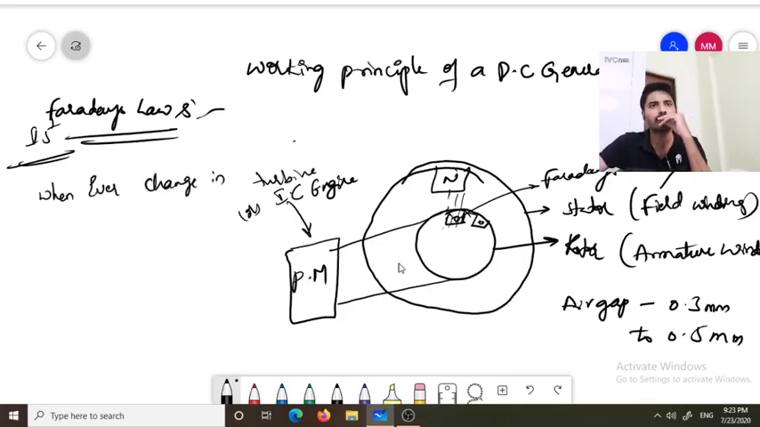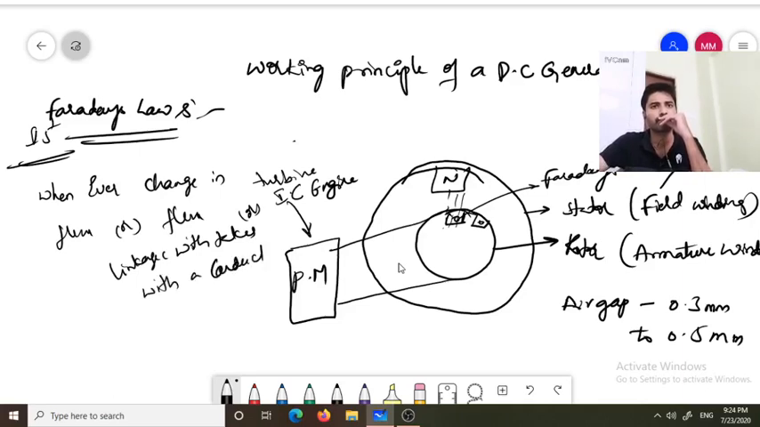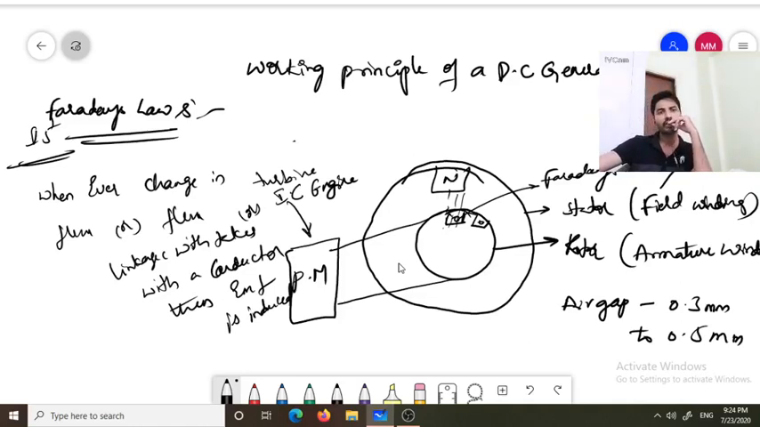a change in flux or flux linkage takes place with a conductor, then EMF is induced. Where will the EMF be induced? In the conductor. Remember that point. From Faraday's first law we can say that whenever a change in flux links with a coil, then EMF will be induced in the coil.